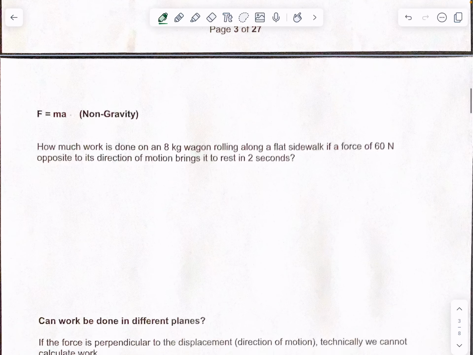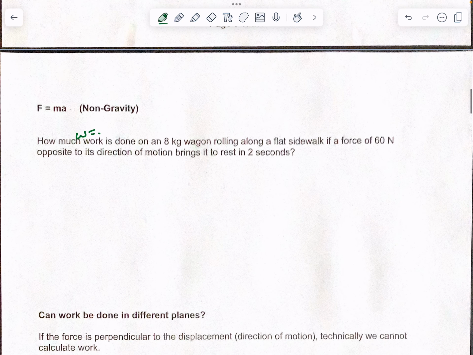Now what we're going to do is how much work is done on an 8 kilogram wagon. So we're looking for work. I have an 8 kilogram wagon. So you got a mass along a flat sidewalk with a force of 60 newtons opposite to its direction. So your force is actually going to be negative 60 newtons. So make sure you pay attention to direction. Brings it to rest. So VF would be 0. And then in 2 seconds. So there's your time.